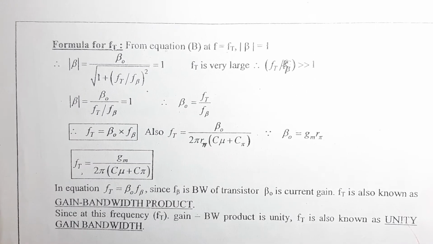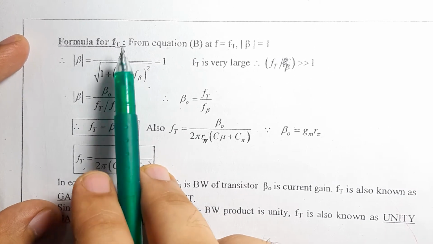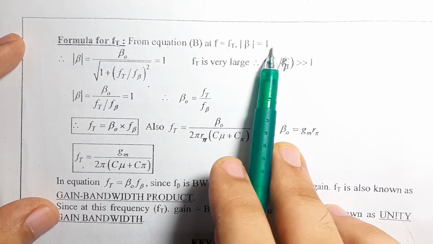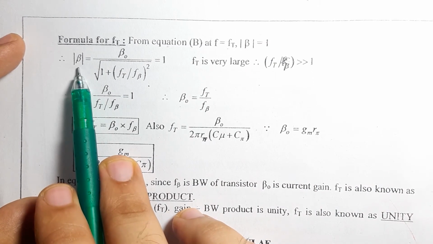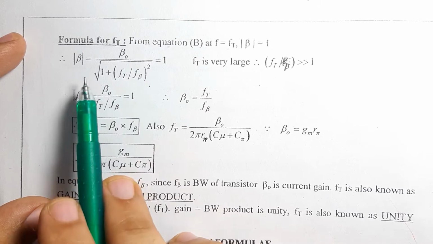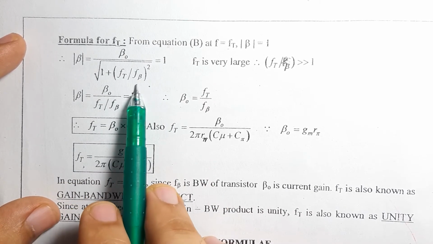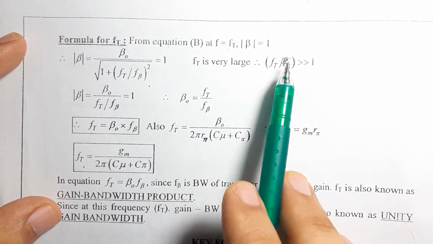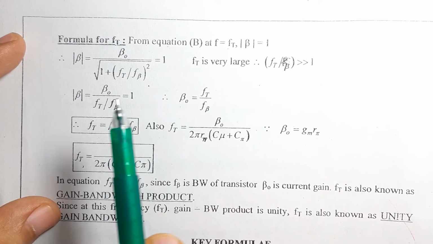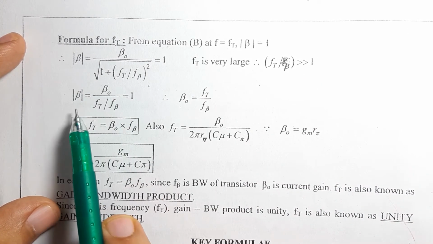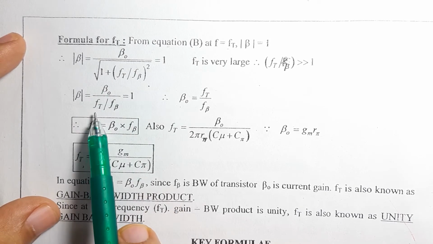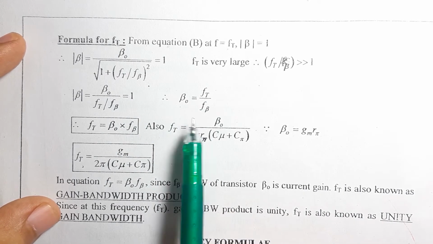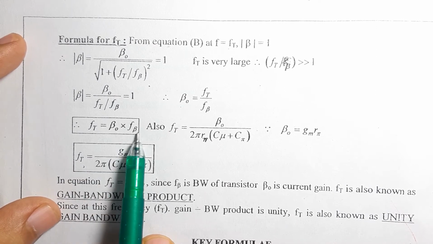Now the formula for Ft. From the certain equation, at F equal to Ft, your beta is nothing but the value 1. So the value of beta, that is your current gain, is equal to beta 0 upon the square root of 1 plus (Ft by F beta) squared. Since your Ft is very large, we can say that Ft by F beta will be much greater than 1. So we will discard this 1 over here, and we will have beta equal to beta 0 upon Ft by F beta, which is equal to 1. So your beta 0 is given as Ft by F beta. Therefore your Ft is equal to beta 0 into F beta.